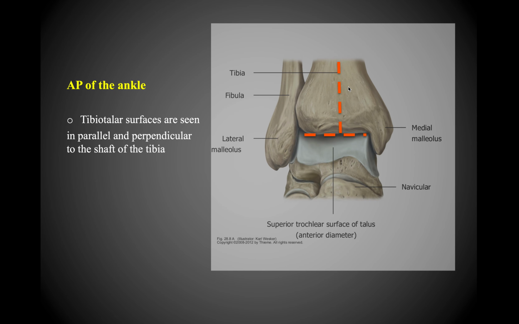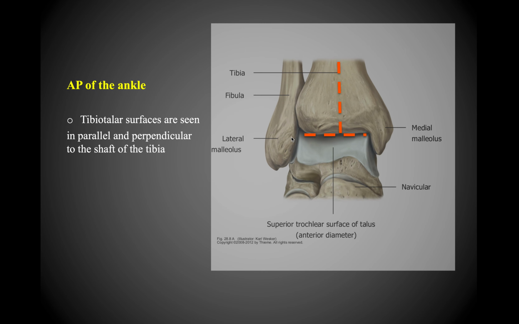Looking at an AP view of the ankle here, this is obviously just an artist rendering, but keep in mind that the tibia as well as the fibula, but mostly the tibia, is going to be articulating here with the talus. This is the tibiotalar joint right here. Remember that both of those surfaces are going to be covered with articular cartilage, and you can see here where the lateral malleolus of the fibula is also articulating with the talus, and then just anterior to that is the navicular bone.